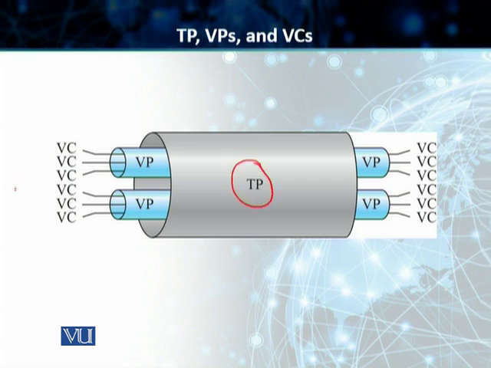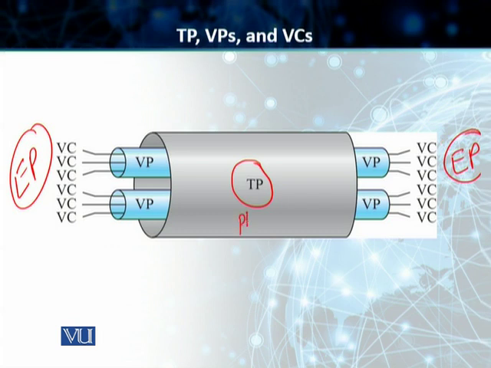So students, moving on to the next slide, you have got a TP, or a transmission path, that actually connects two endpoints. So you've got an EP on this end, and you've got an EP on this end. So think about TP as a big tunnel. A transmission path is actually our physical connection. It can be a wire, a cable, a satellite, or whatever it is. So this is our physical connection.